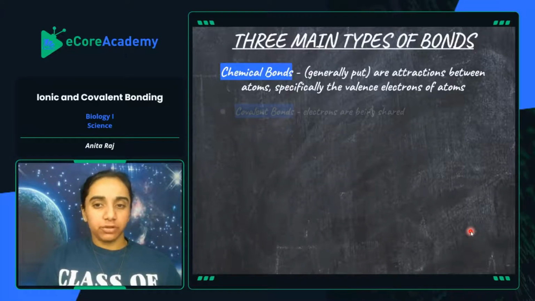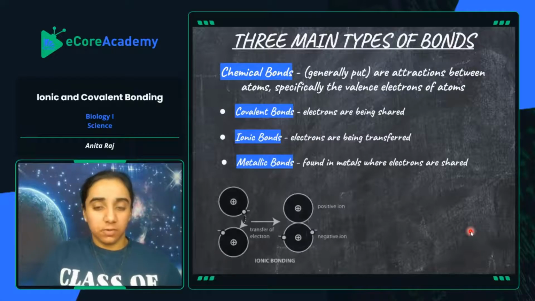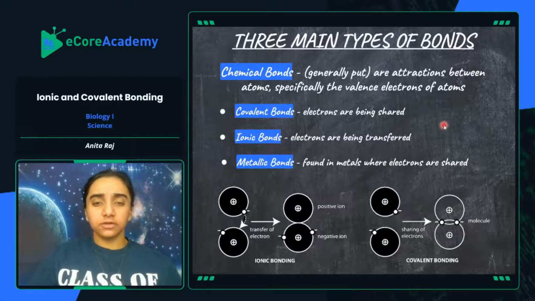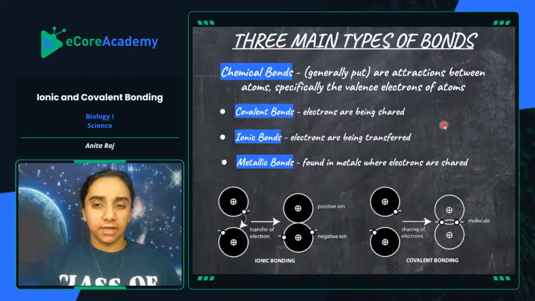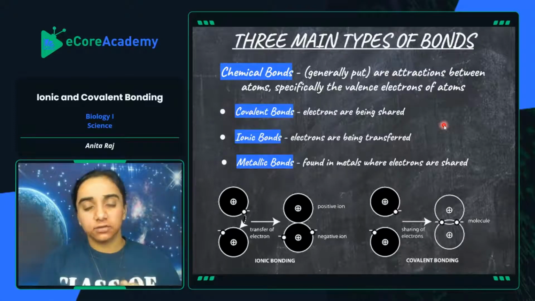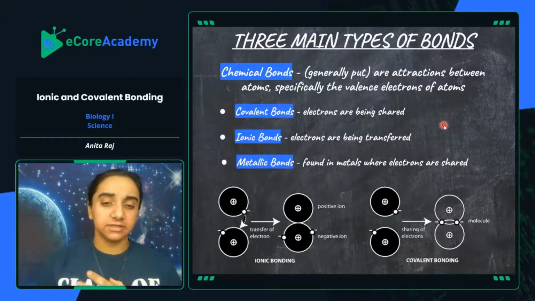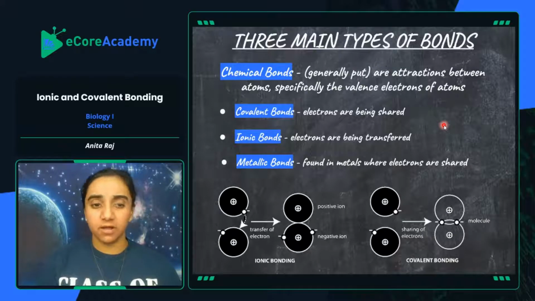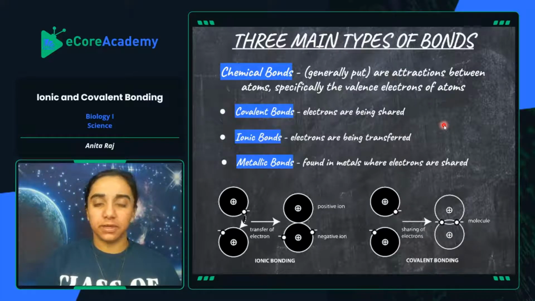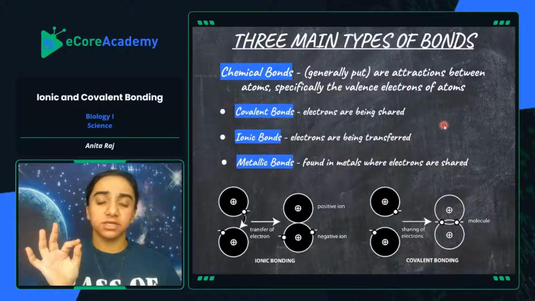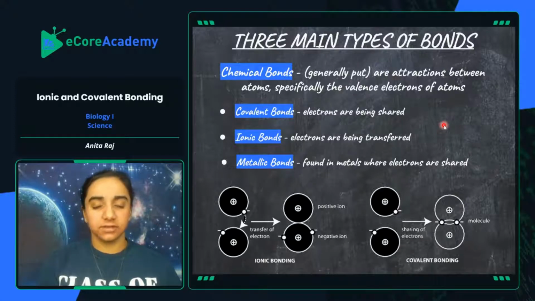So let's talk about the 3 main types of bonds now that we understand why atoms bond. First of all, what are chemical bonds? Generally put, they're attractions between atoms, specifically the valence electrons of atoms. To put it simply, when 2 atoms are attracted to one another because of reasons such as trying to fill their outer shell, that attraction is what constitutes a chemical bond, and that attraction is specifically caused by the valence electrons of atoms.